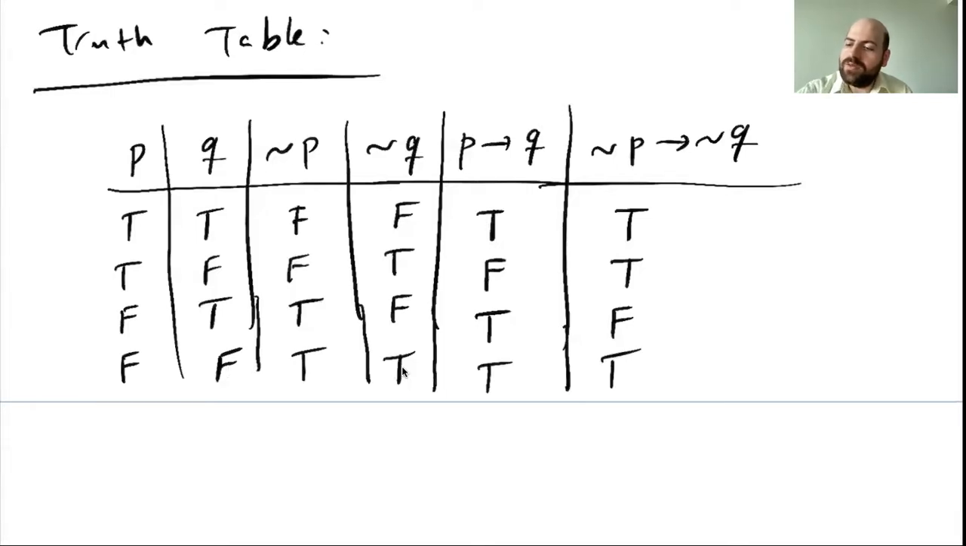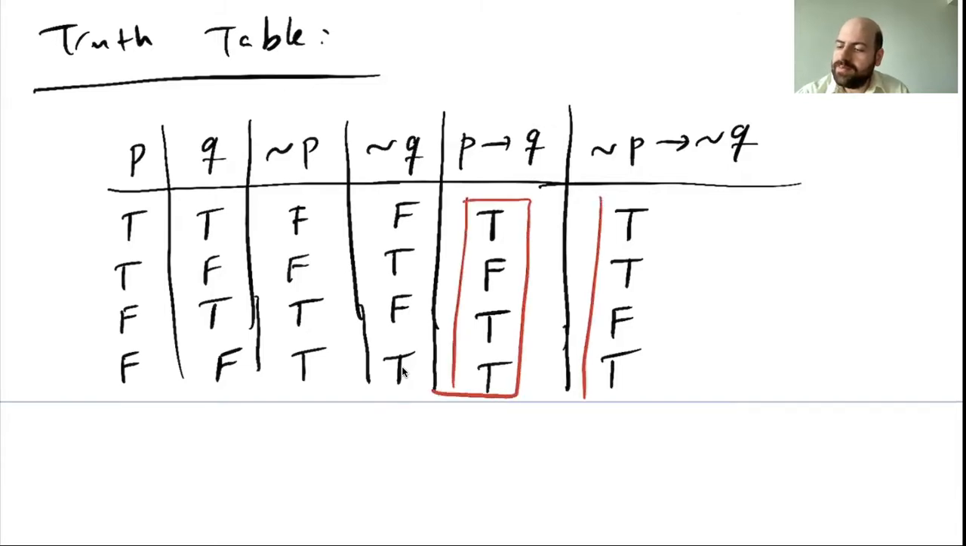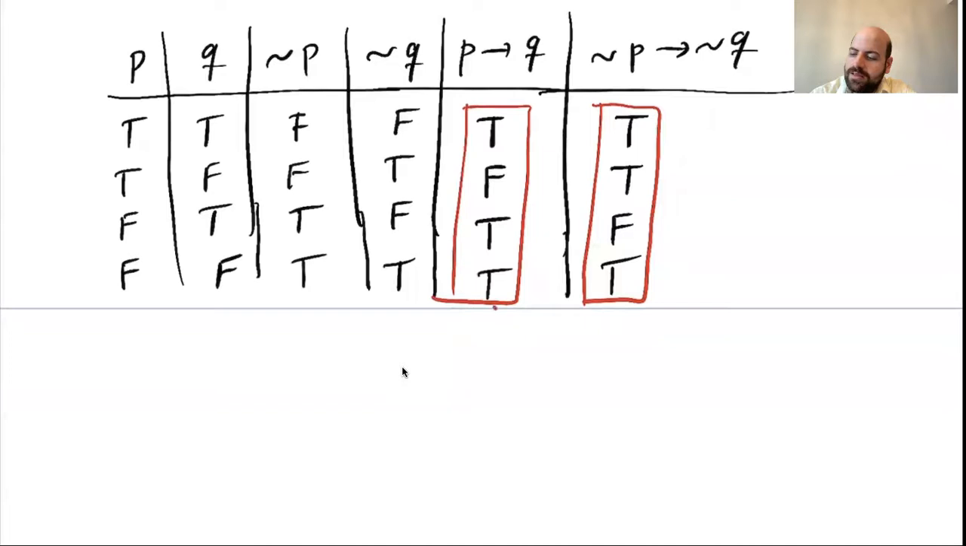So again, if I want to know whether these are logically equivalent or not, I have to look at these columns. So are they exactly the same? The first row is the same, the second row is not the same, the third row is not the same, the last row is the same. So they are not exactly the same.